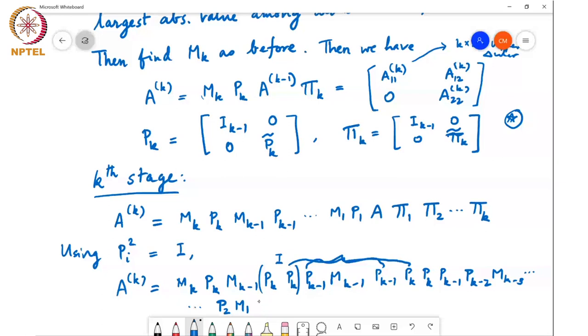Then instead of writing M_1 P_1 A, I'll write it as P_2 P_3 up to P_k times P_k P_{k-1} down to P_2 P_1 A. Okay, and then I still have my pi_1, pi_2 up to pi_k.